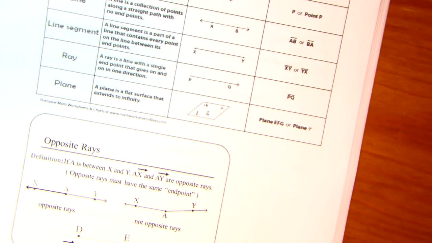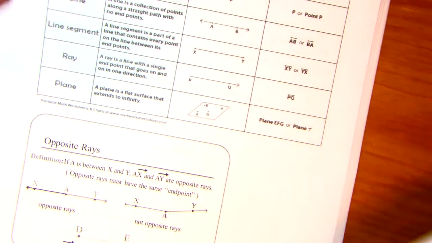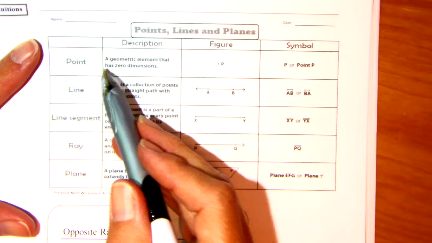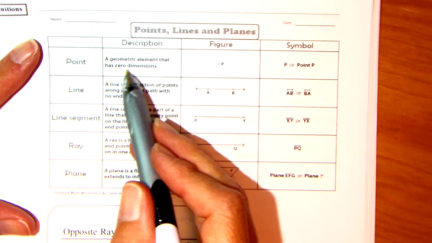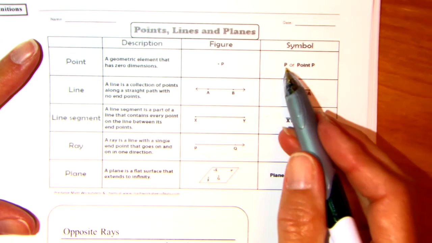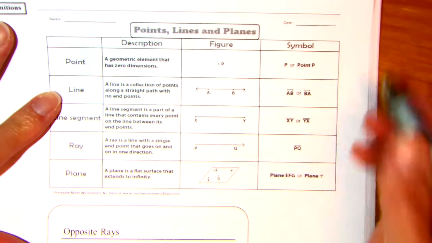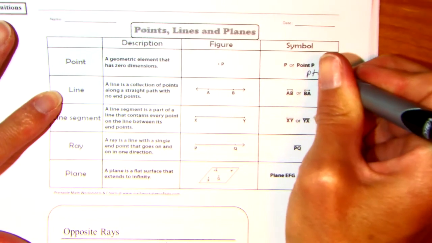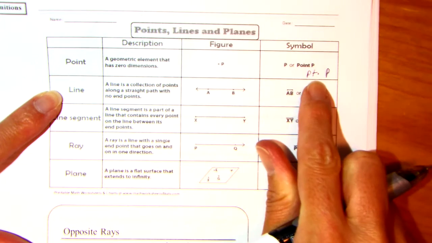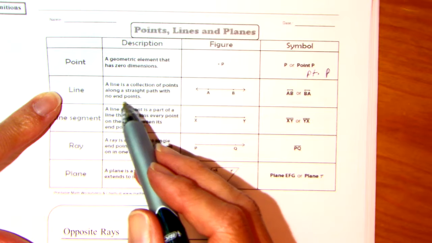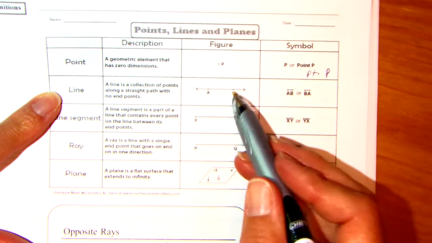All right, some of the things we're going to point out here. Again, more definitions. Some of these you've already seen. A point is a geometric element that has 0 dimensions. So it could be called P or point P. Usually you just say P. Lots of times I'll just say point P. A line is a collection of points along a straight line with no ends. So it goes on forever.